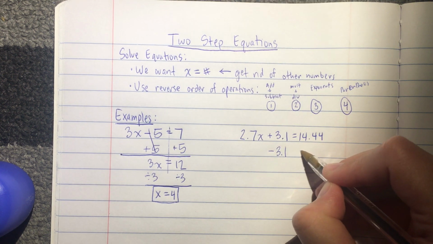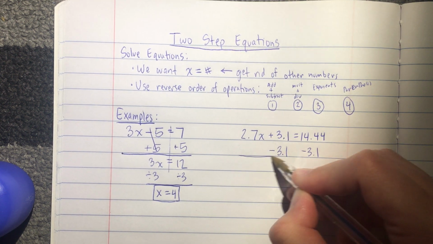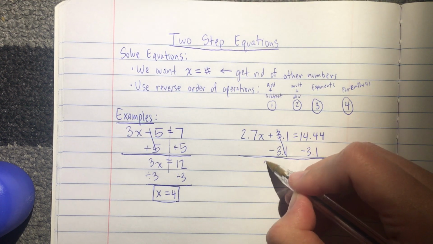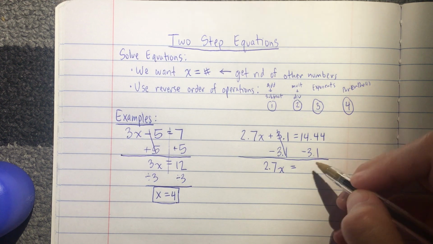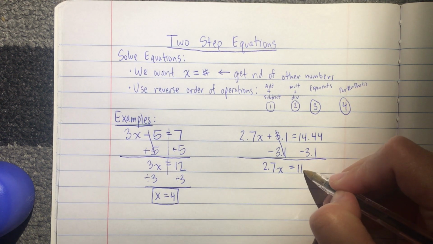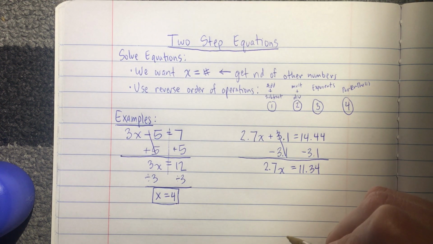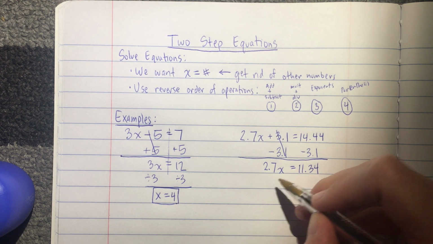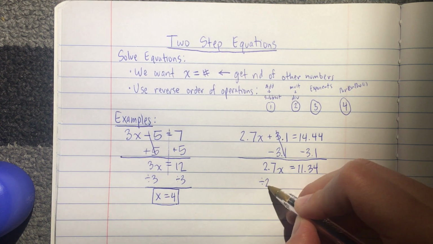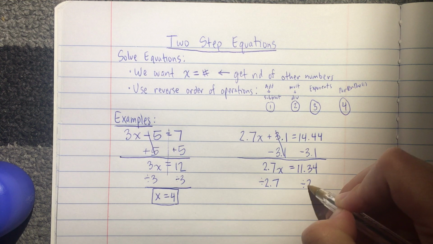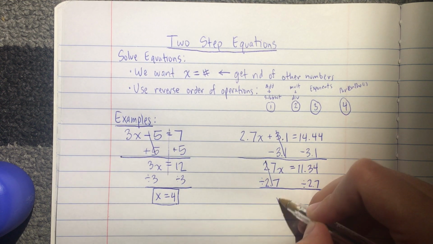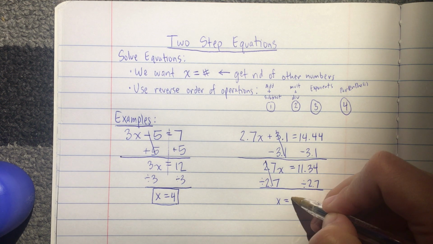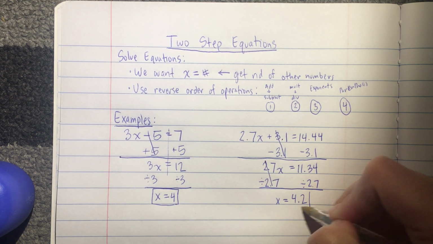This is subtracting 3.1 from both sides. I get 2.7x equals 14.44 minus 3.1. Okay, just use a calculator. Now this is 2.7 times x, so I'm doing the opposite. I'm dividing. I'm dividing by 2.7 because I want x by itself. And then I put this in my calculator and I get 4.2.